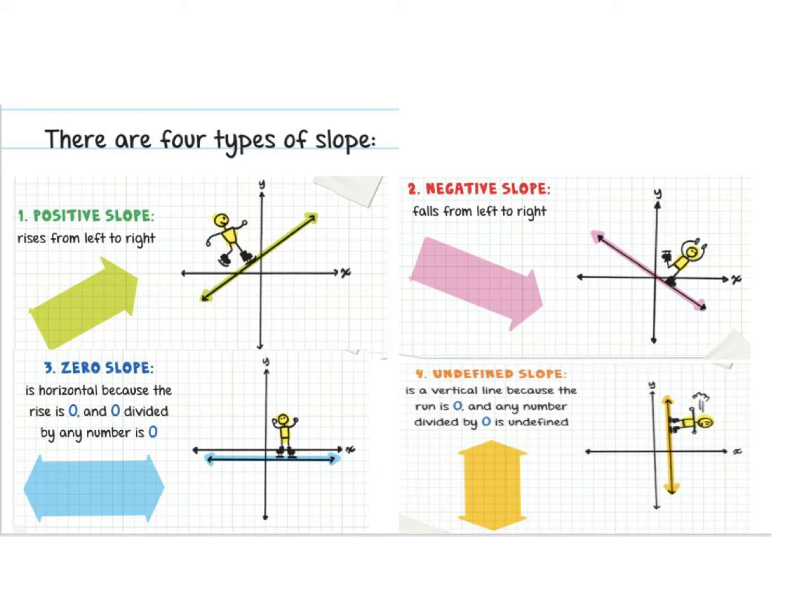So there are actually 4 types of slope that we can have for a line. As we look from left to right, if the line is going up, you can notice the little guy walking up. That is a positive slope. If we look going down, if it falls from left to right, that is a negative slope. If it is very, very flat, just a flat line, horizontal line, it's a 0 slope. And if it's a vertical line, it's an undefined slope.